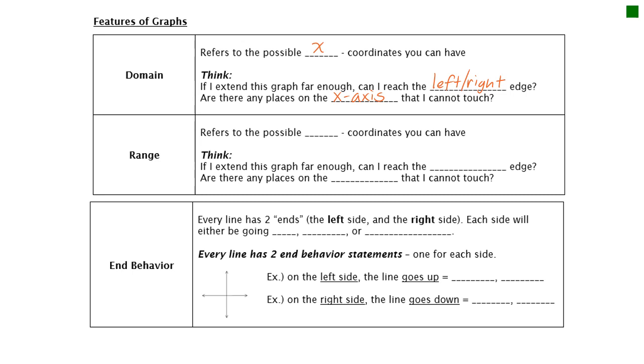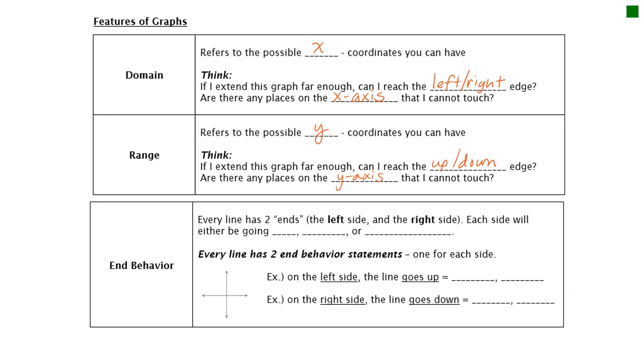Range is almost the exact same thing, but now we're talking about y values. So it refers to all the possible y coordinates you can have. So you should be thinking, can I reach to the top and bottom edge, or can you reach up and down? And are there any places on the y-axis that I can't reach?